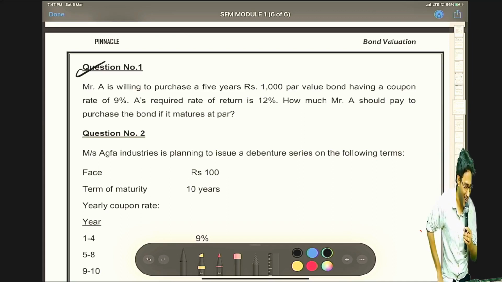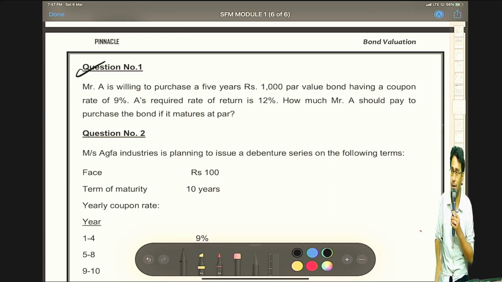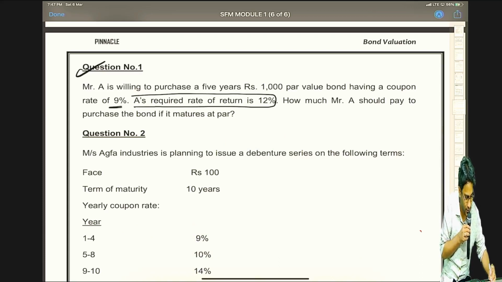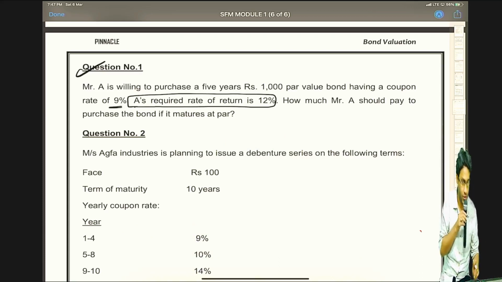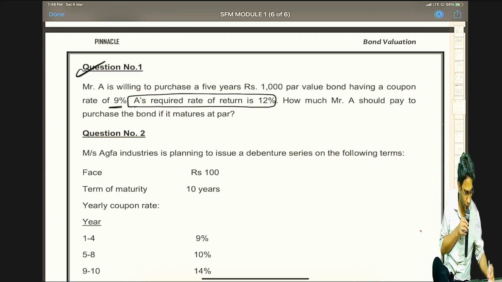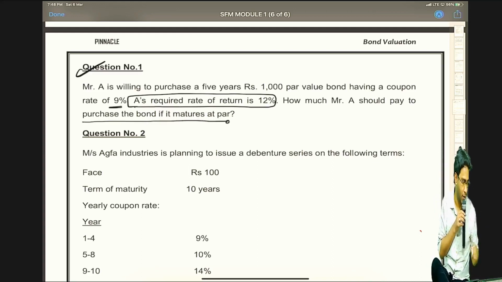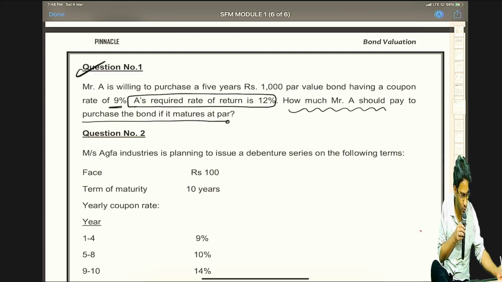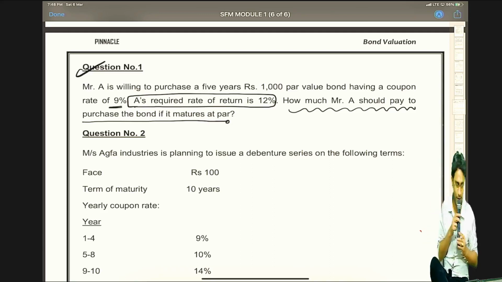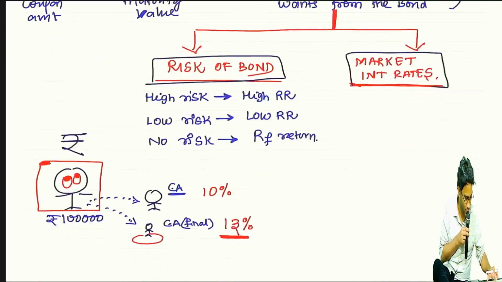Mr. A is willing to purchase a 5 years rupees 1000 par value bond, having a coupon rate of 9%. A's required rate of return is 12%. That is RR. Question is, how much should Mr. A pay to purchase the bond if it matures at par? How much he should pay means, what is he asking us to compute? Fair value. Till now we learnt only one concept, that is fair value. So do, sir, do.